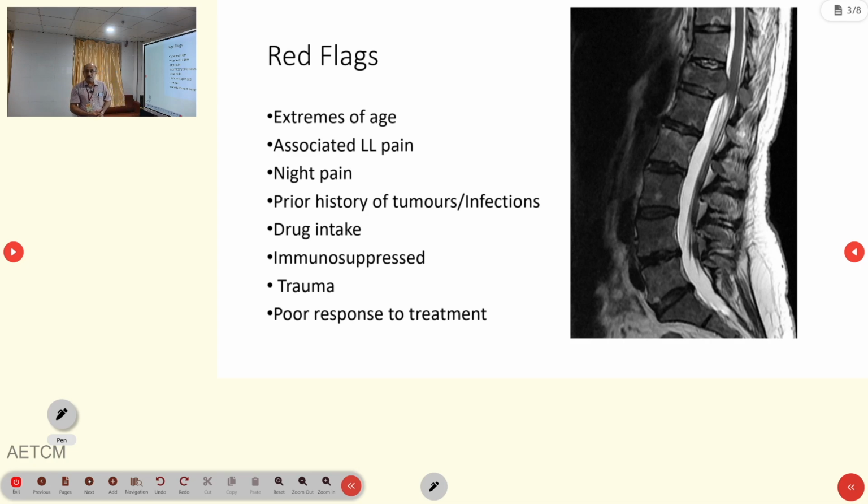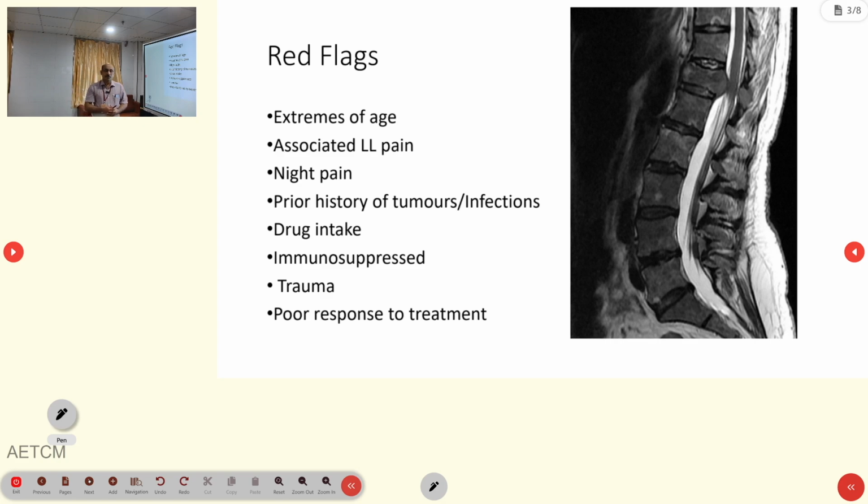So the first one is extremes of age. Elderly patient who is coming to you with a new onset back pain needs immediate attention. And back pain is quite uncommon in children. So when a child complains of back pain, usually it is quite significant. And when a patient has an associated leg pain, which might tell you that there is an amount of neural compression going on, that is something which needs to be investigated.